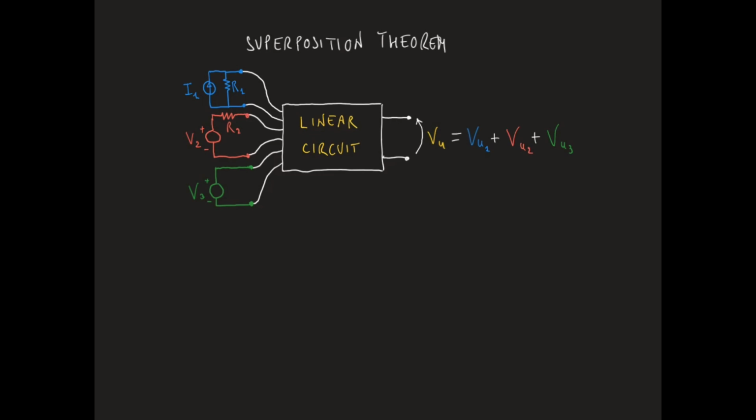The superposition theorem tells us that Vu, the response of the linear circuit to the three input sources I1, V2, and V3, is equal to Vu1, the response to I1 alone, plus Vu2, the response to V2 alone, plus Vu3, the response of the circuit to V3 alone.